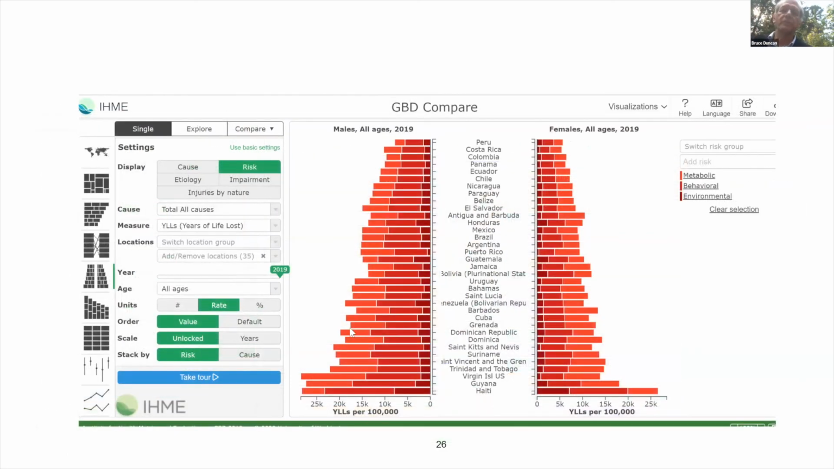If you want to compare countries, you can use this parameter pyramid here. Males on one side, females on the other. I've pulled up the Latin America and the Caribbean. We're looking at, let's see, YLLs, years of life lost, for all causes. And you can see that Peru, particularly Peruvian men, have the least number of YLLs. Haiti, and for men, interestingly, the U.S. Virgin Islands have the highest YLLs. So you can, the GBD is particularly good for making comparisons between countries.